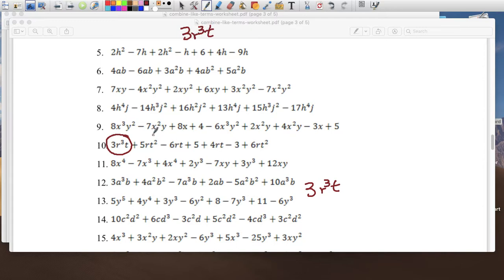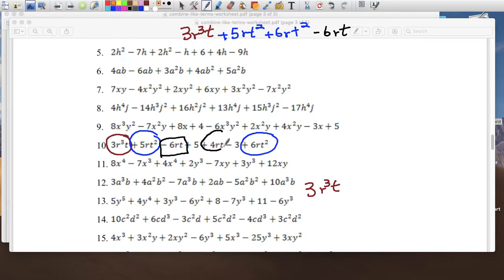And then to the second power, I have, change colors, this guy over here, plus 5RT squared. Is there anything that says RT squared? There is right here. Plus 6RT squared. There's nobody else. Change colors. How about RT? This is just RT with no exponent, so minus 6RT plus 4RT. They're both RTs.